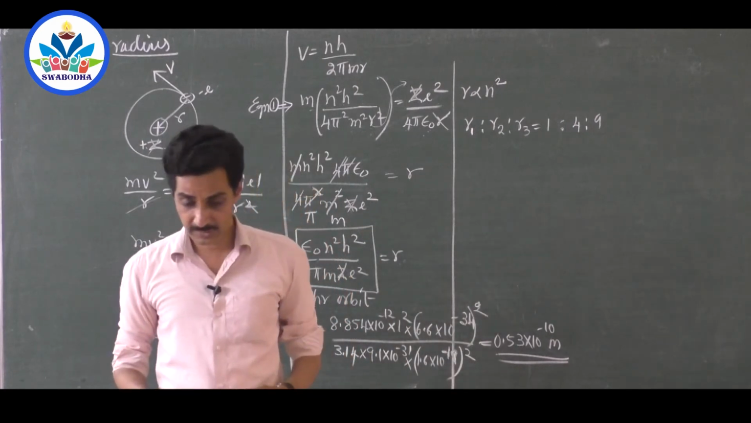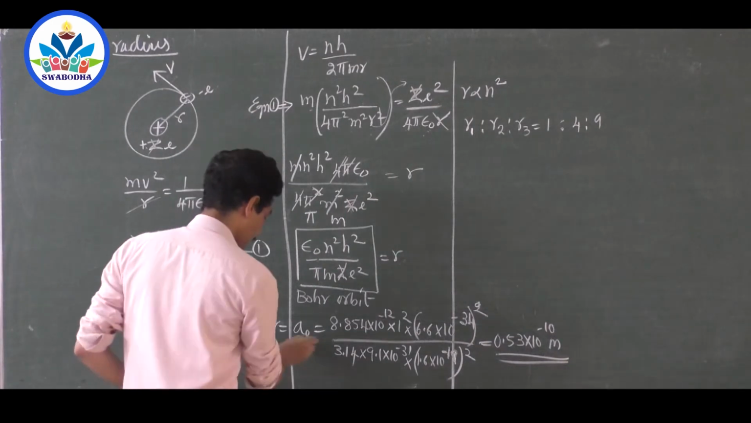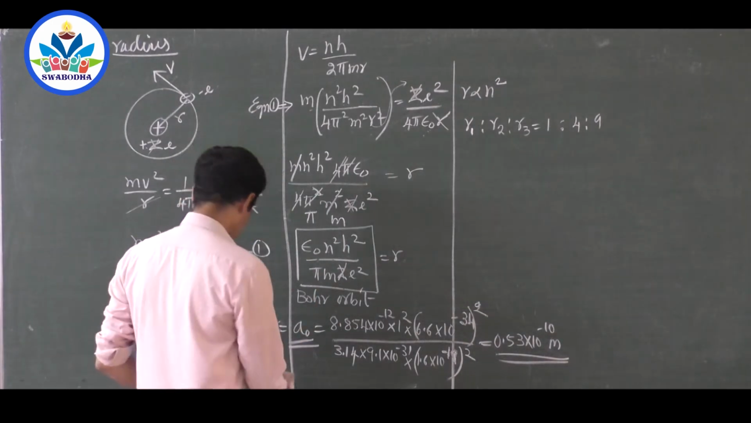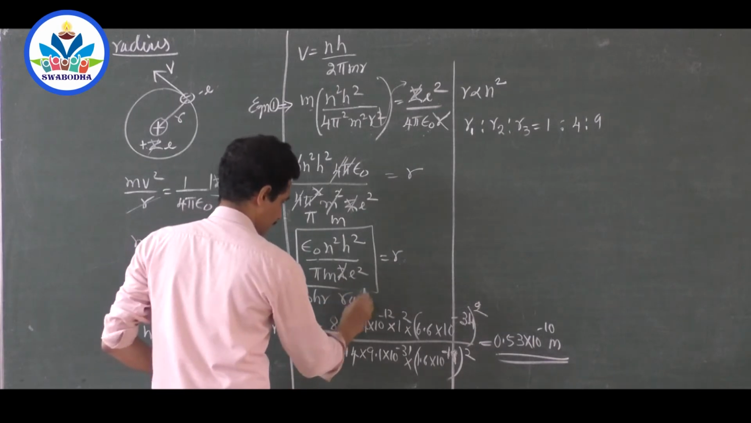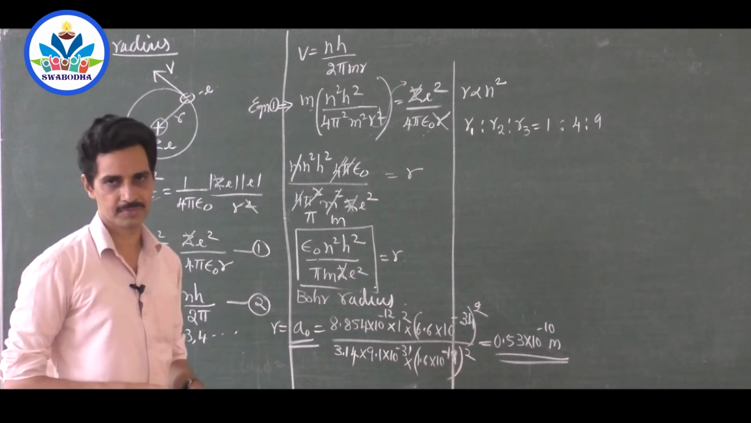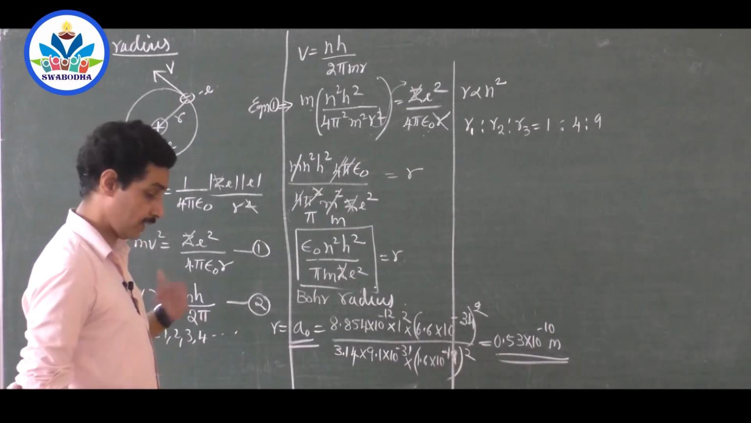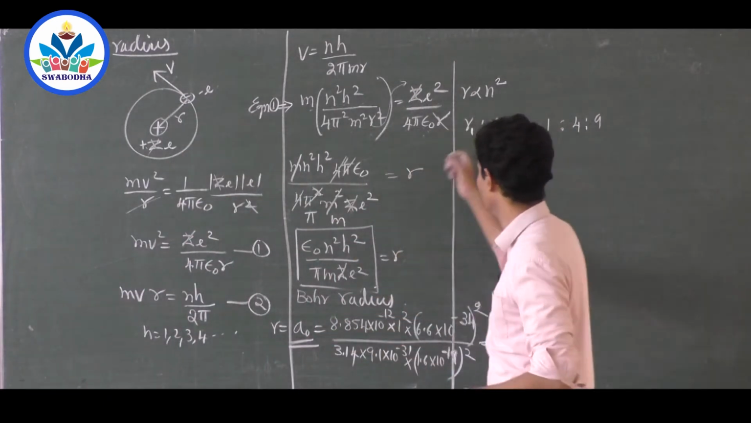So the radius of the first orbit of hydrogen atom is called Bohr radius, not Bohr orbit, it is Bohr radius, and the value of Bohr radius is 0.53 angstroms. Got it now? So one derivation is over. What is velocity, sir? So this you have to remember. For entrance exams, this is very much needed.